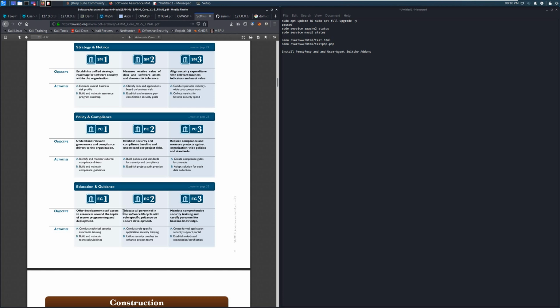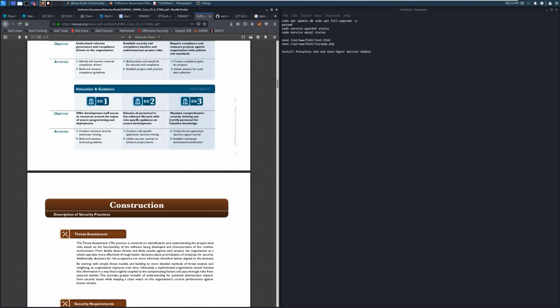We can also read the level 2. Educate all personnel in the software lifecycle with role-specific guidance on secure development. Conduct role-specific application security training. Utilize security coaches to enhance project teams. So here you can already see that level 2 is of course more demanding than level 1, because for level 1 you are good if you just have technical security awareness training. It really doesn't even have to go very deep, right? It just says awareness. But for level 2 you already have to have role-specific application security training. And for level 3, create a formal application security support portal. So that is the biggest achievement, or the highest level you can get here actually. Okay, let's keep scrolling.